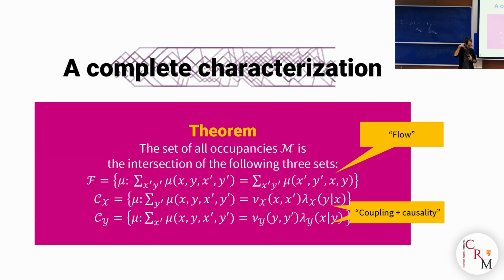Since these criteria that I listed, it's kind of obvious that all occupancies satisfy these constraints, but it turns out that the other direction is true: if a function mu satisfies all of these equalities, then it must be an occupancy coupling. So if it satisfies the flow constraints and the coupling and causality constraints, then it's a valid occupancy. So why is this useful for us?